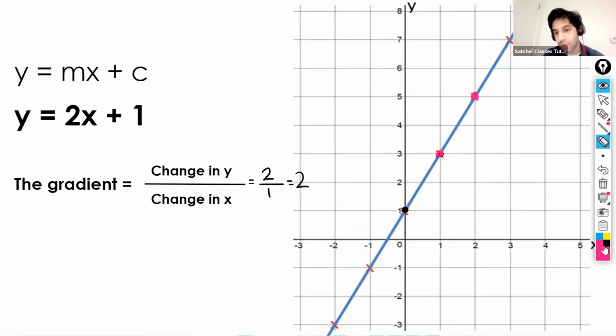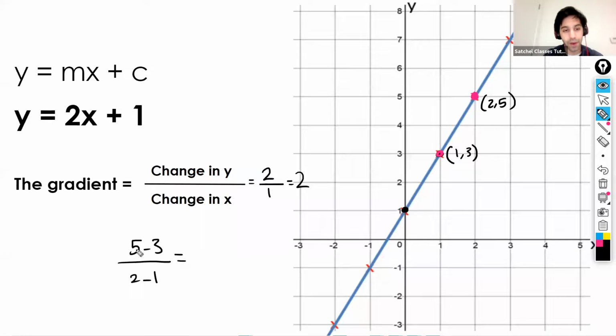Another way of thinking about this, if I just rub some of this off, is that this coordinate here is (1, 3), and this coordinate here is (2, 5). So the x value comes first and then the y value. We can find the change in y by taking away 3 from 5, so 5 take away 3, and to find the change in x, I would do 2 take away 1. Now 5 take away 3 is going to give us 2, and 2 take away 1 is going to give us 1.